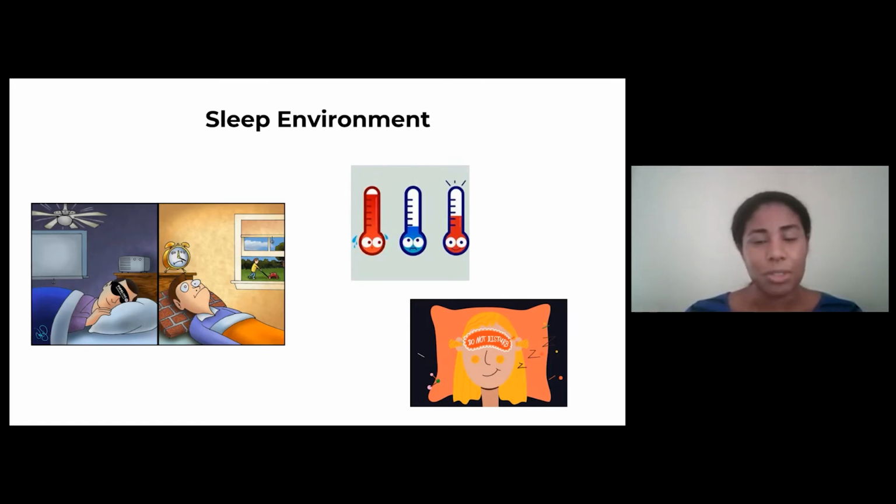So you do want your room to be a good temperature, ideally between 60 degrees Fahrenheit and 67. Any lower than 54 would be too cold. Any higher than about 76 or so might be a little bit too warm. And then also, in terms of noise, you're going to want earplugs if there's noises around you that you can't prevent.